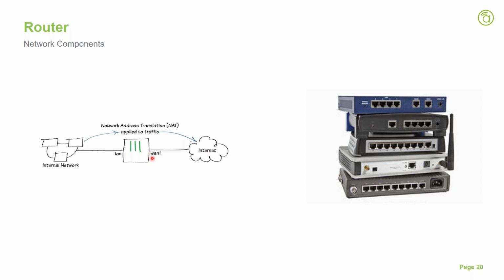So the Wide Area Network interface is the interface that connects to the internet, and it has a public IP address that is unique to that interface from an ISP perspective. And the LAN, which is the local area network, is just the internal interface, the physical interface that interacts with the internal network and translates everything through what we call NAT, network address translation.